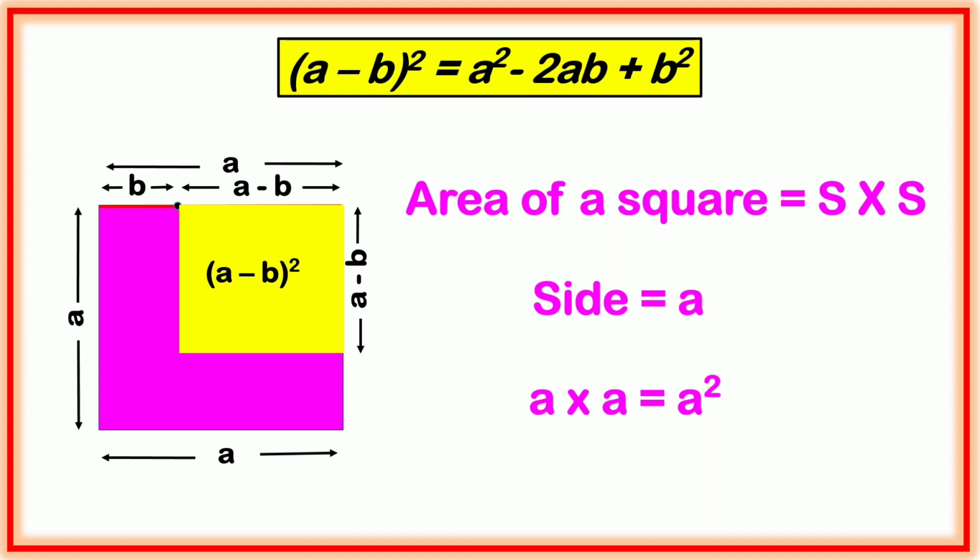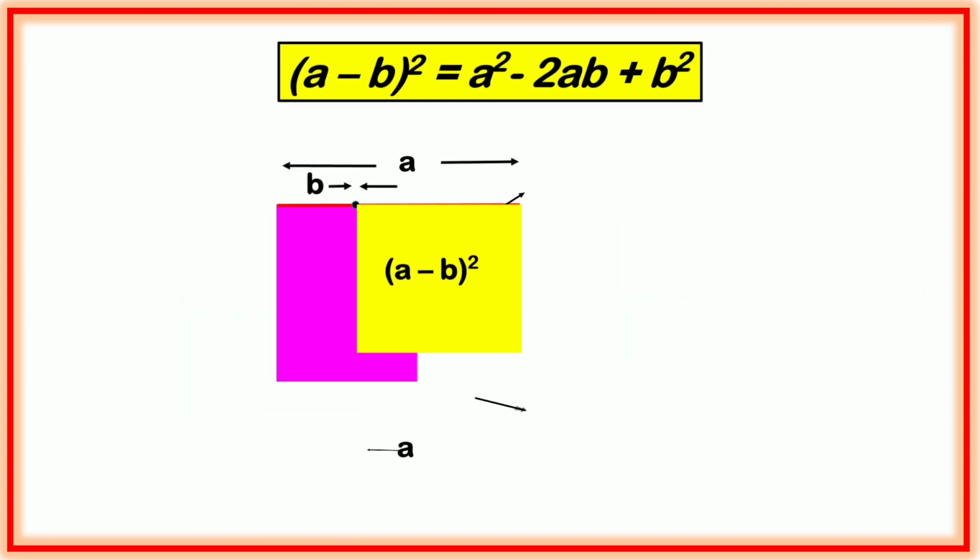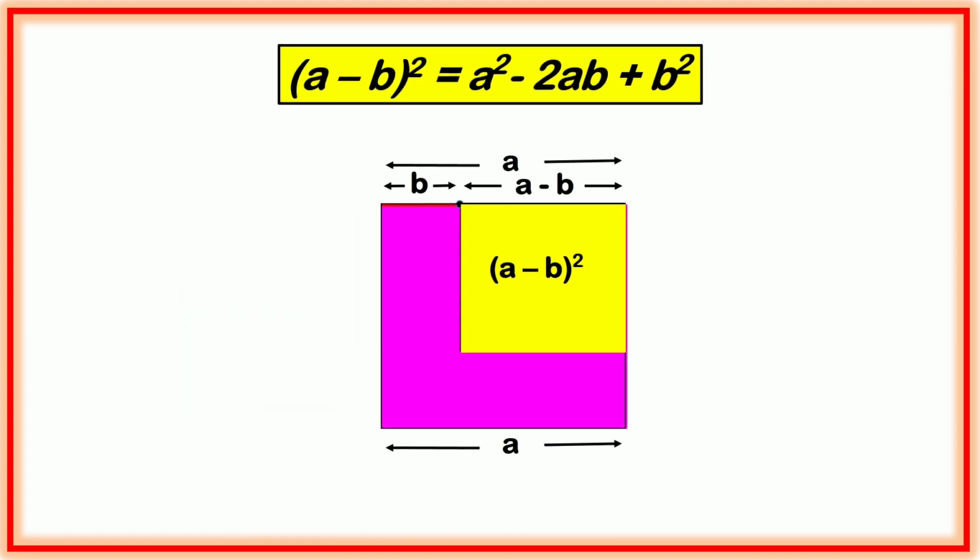We have to remove the pink L letter from the a square, the original bigger square. Then you will get (a minus b) whole square. This pink letter L is divided into two parts. Two rectangles are formed, that is the first one and the second one.